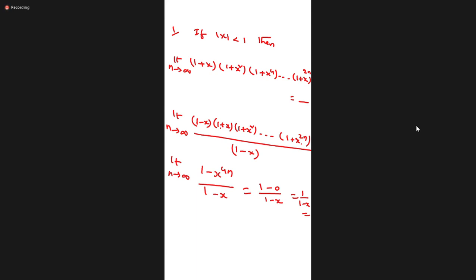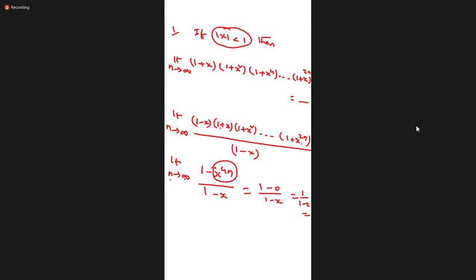Sir, limit tends to infinity, what does that mean, sir? Limit n tends to infinity, x power 4n. Yesterday, if you remember, I discussed this concept. Sir, yesterday I was absent, sir. So for that second line, can you say once again, sir, how we got 1 minus x to the power 4?